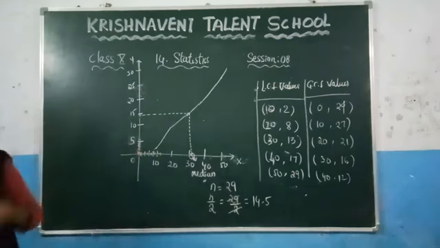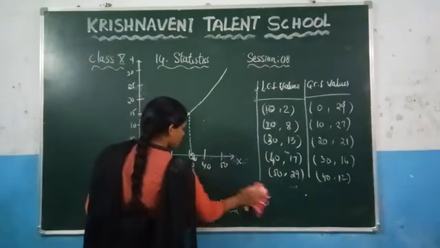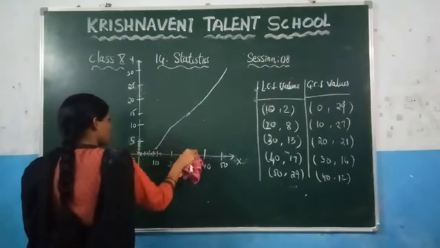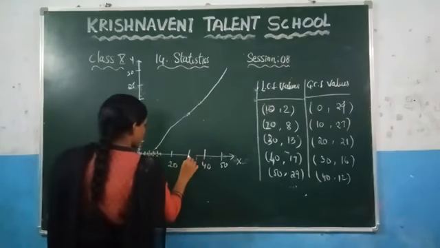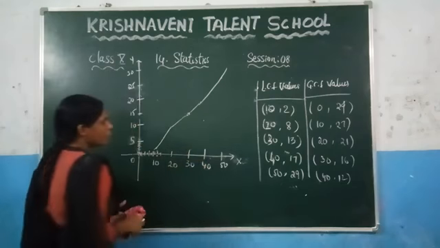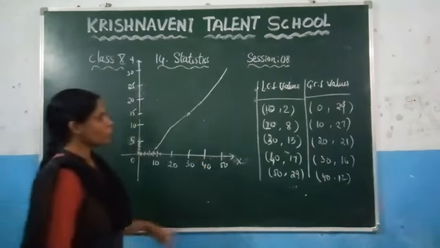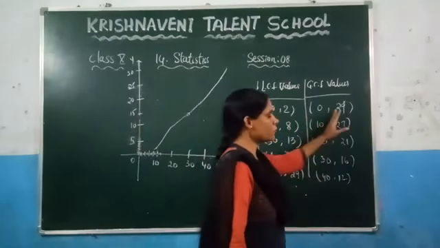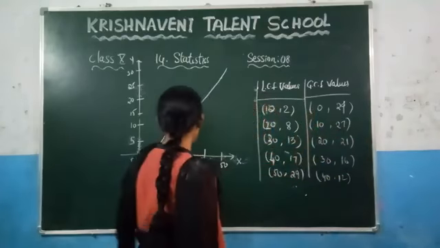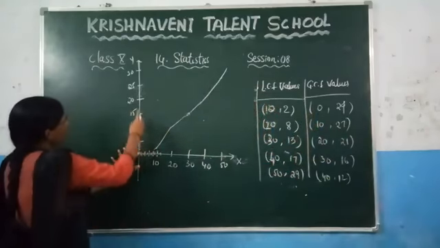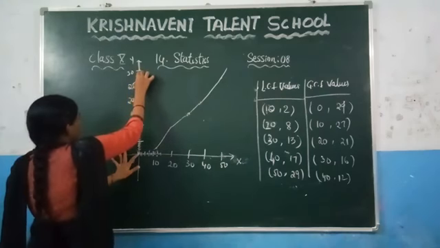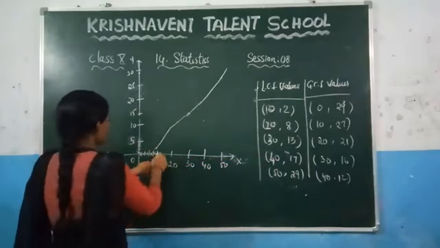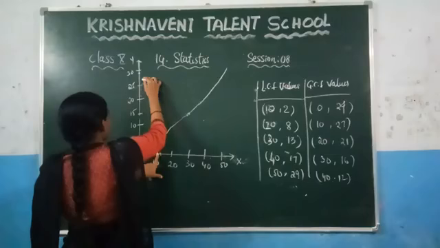Now here, let us check the greater cumulative frequency curve. I am drawing in the same graph. So here, for the greater cumulative frequency curve, you need to take the lower limits on the x-axis and the greater cumulative frequencies on the y-axis. Here 0 and 29. 0 is here and 29 should be somewhere here, right? This is 29. And after that the next one, 10 and 27. Here 10 is there, and 27 should be somewhere here.